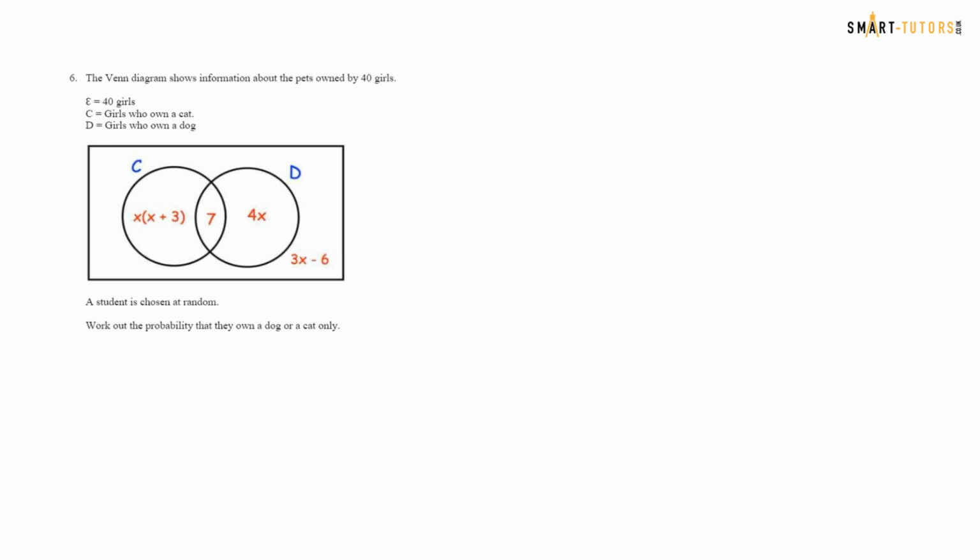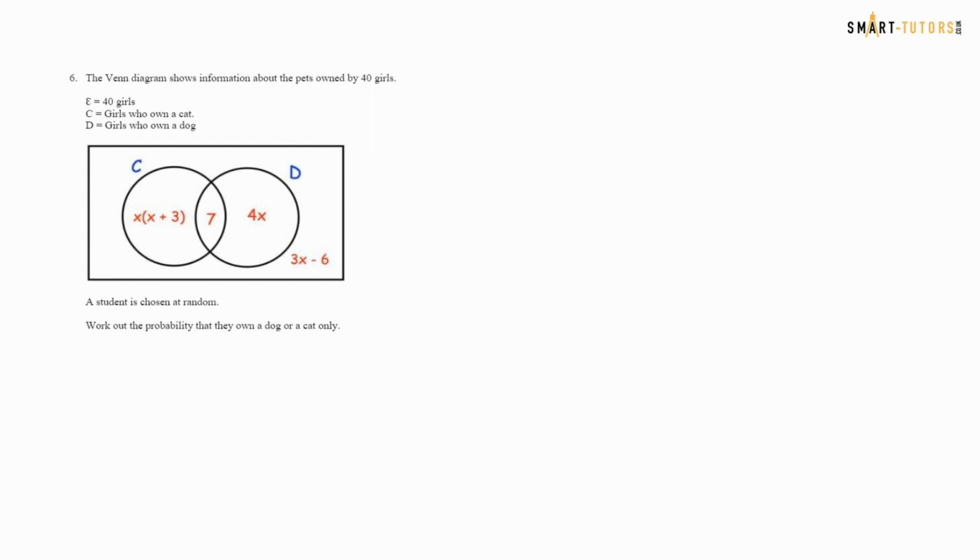Question number 6. The Venn diagram shows information about the pets owned by 40 girls. C stands for girls who own a cat. D stands for girls who own a dog. A student is chosen at random.